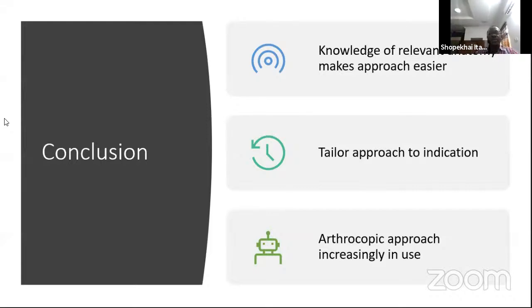Okay, so conclusion. The knowledge of relevant anatomy makes all of these approaches a lot easier, and you need to tailor your approach, whether open, mini open, or arthroscopic, to the indication, as well as to the skill sets and equipment available to you. And we need to also know that the arthroscopic approach is increasingly in use in orthopedics. Thanks for listening.